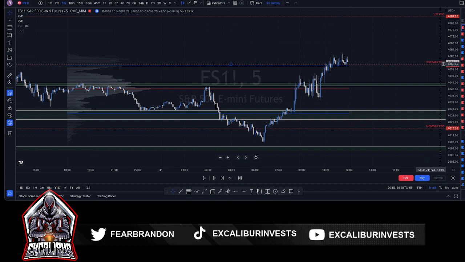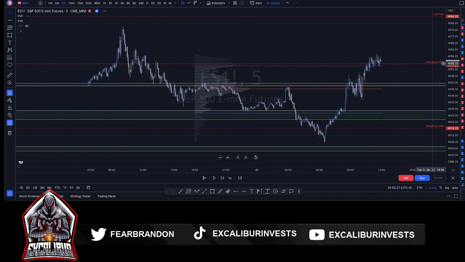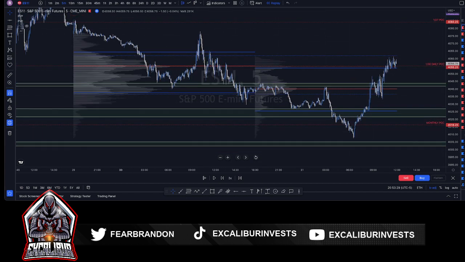My 130. And you can tell we were able to get back inside yesterday's value area. Yesterday's POC probably will be my next PT.